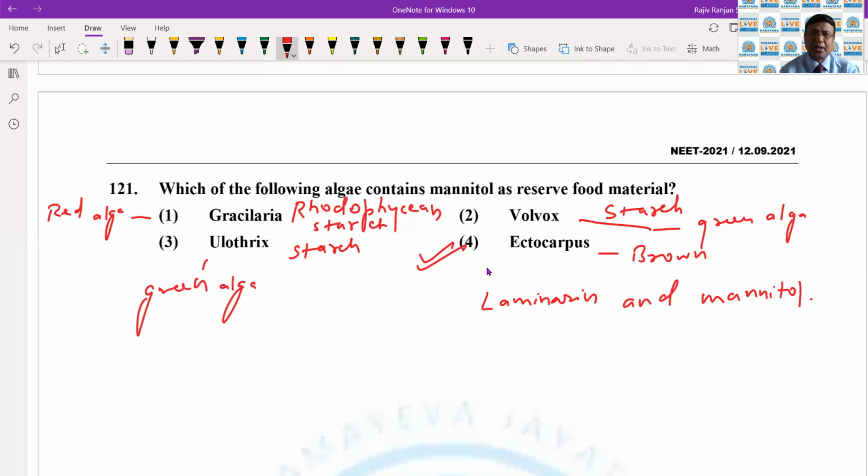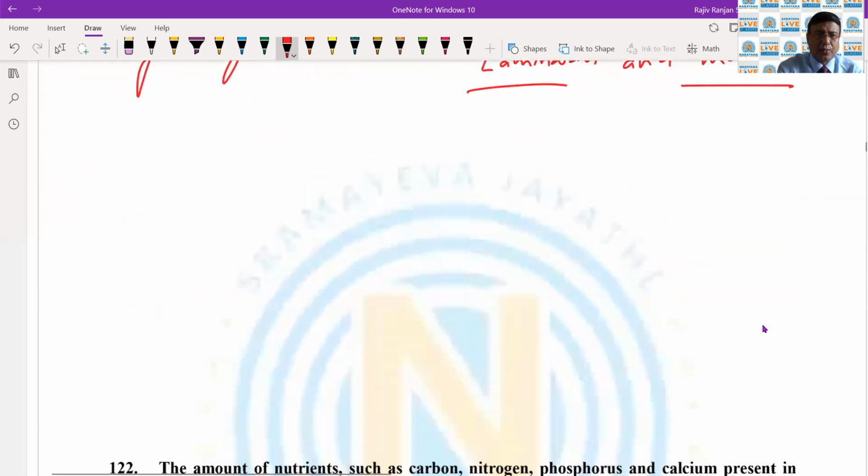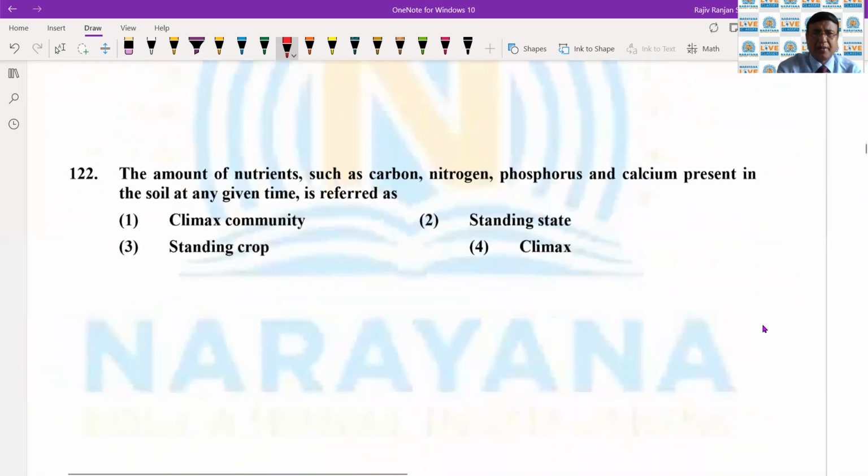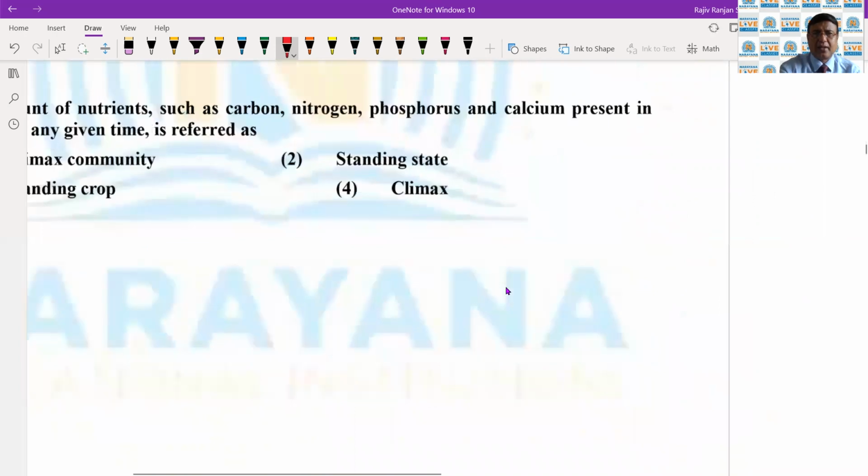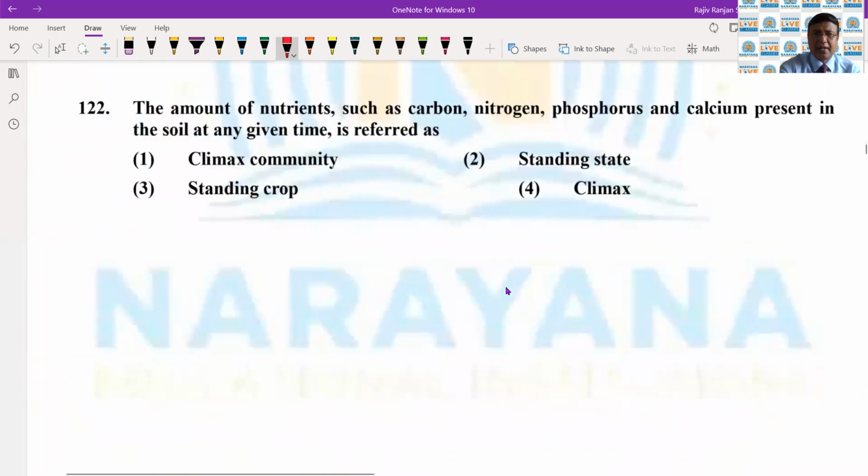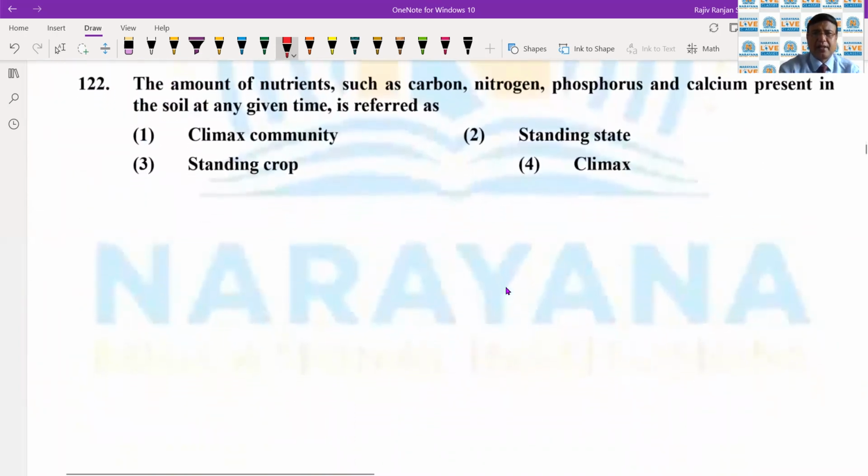Okay, so the correct option is D, Ectocarpus. Okay, so let's now see question number 122. The amount of nutrients such as carbon, nitrogen, phosphorus, and calcium present in the soil at any given time is referred to as climax community, a standing state, a standing crop, and climax.